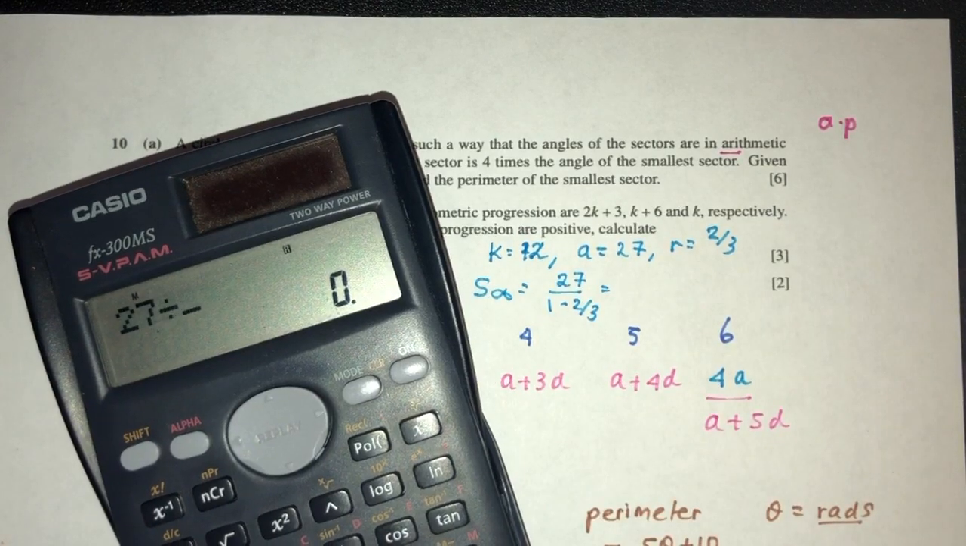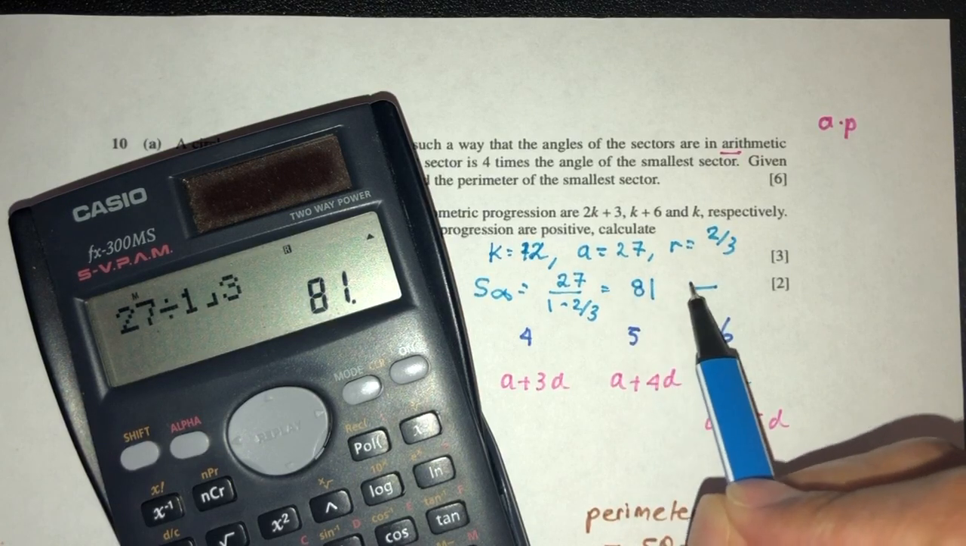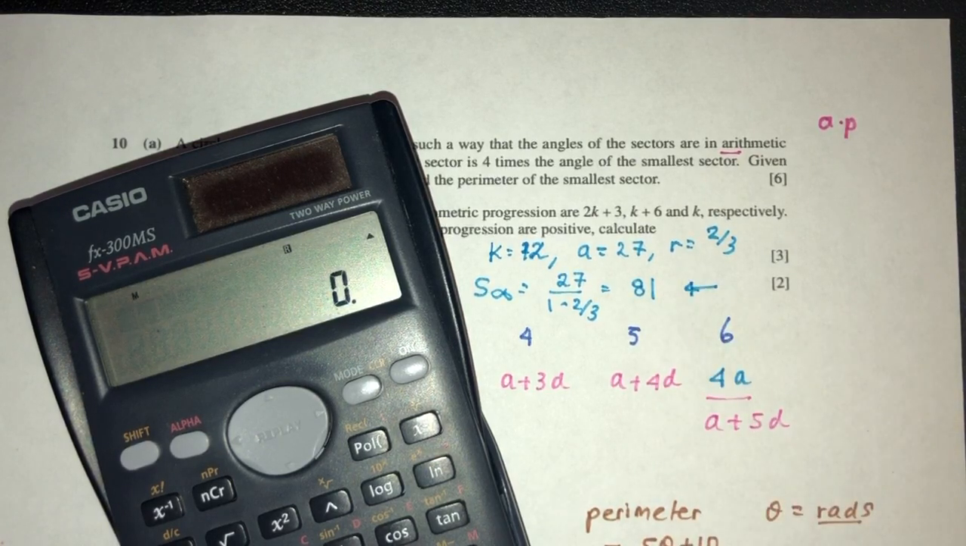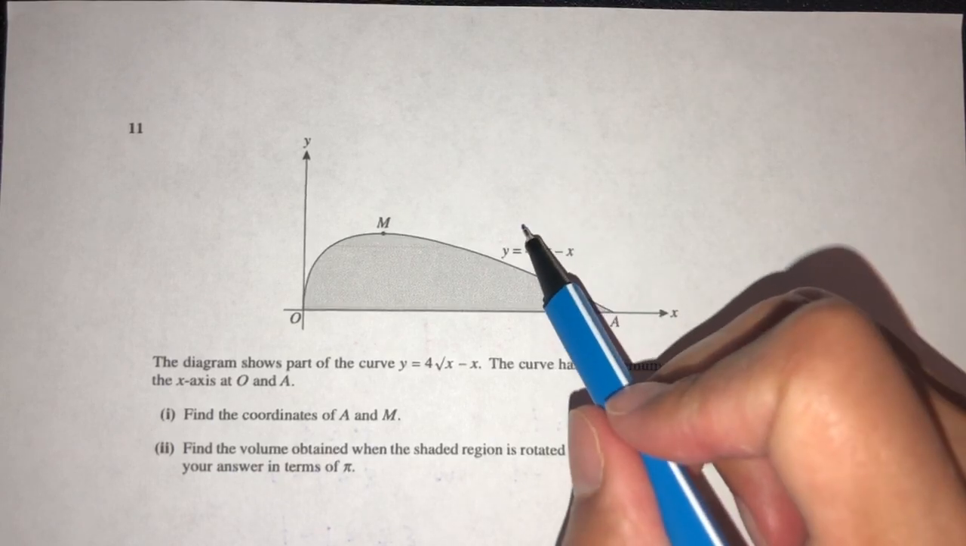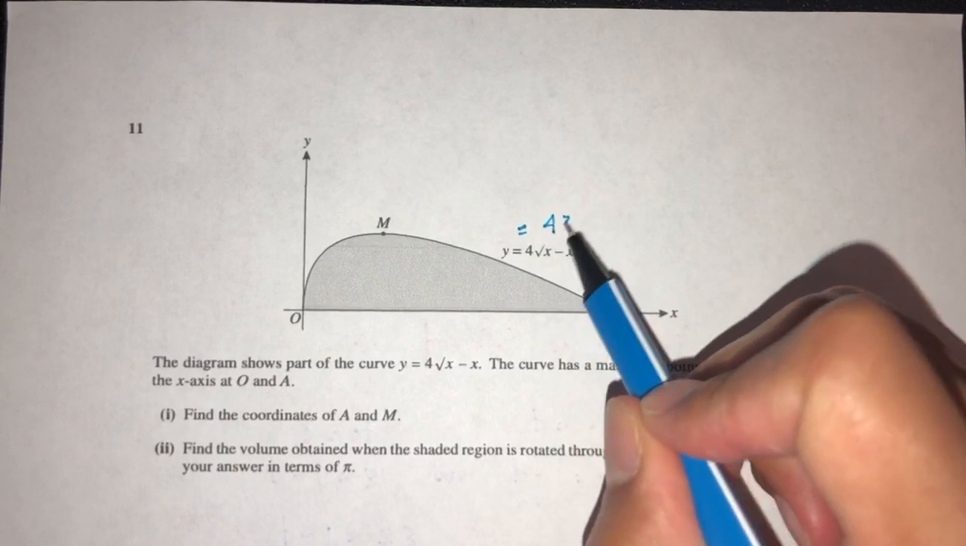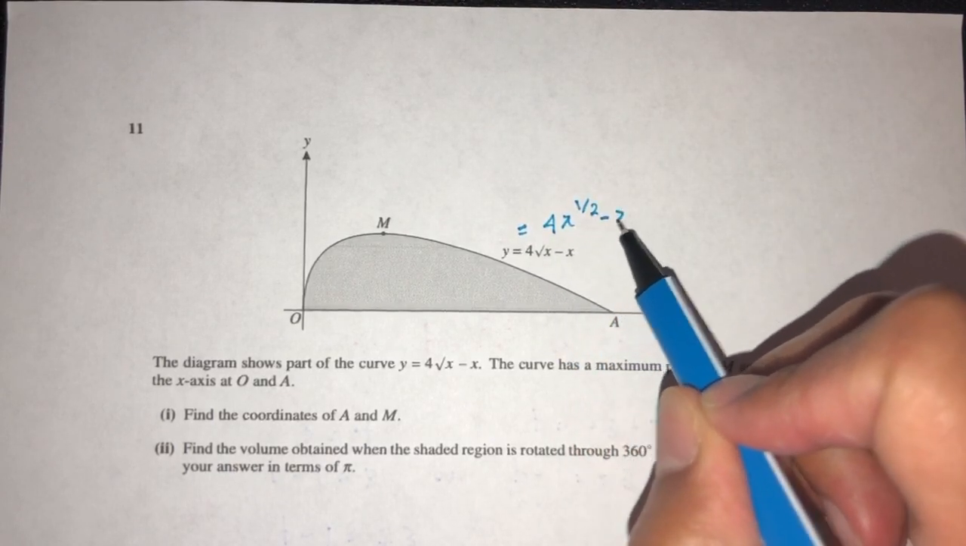So 27 divided by 1 over 3, that should be 81. That will be part 2 of your question. So let's move on to the next question. The diagram shows part of the curve y equal to this. Now we can obviously simplify this if you want to. That will be 4x power half minus x.